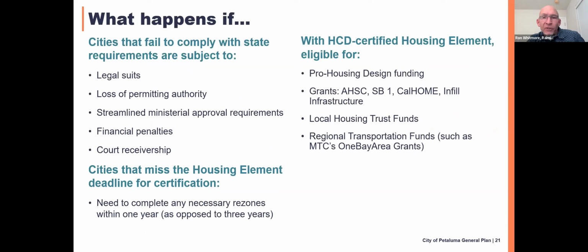Another major difference is the state's increasing focus on accountability, specifically with housing elements. So there are consequences associated with completing an HCD certified housing element on time. Some of those are legal, some have to do with local control of future housing decisions, and some are financial. There's a mix of carrots and sticks on the financial side. Cities who stay in compliance are eligible for additional funding sources to advance housing goals. Those who do not stay in compliance lose access to some of those funds and could even be subject to financial penalties.